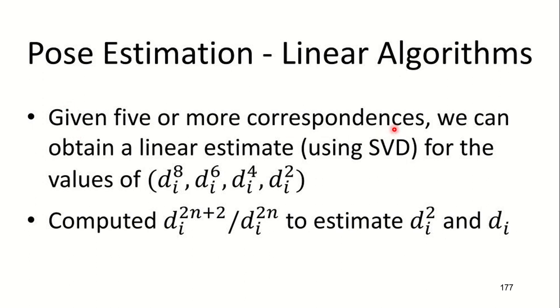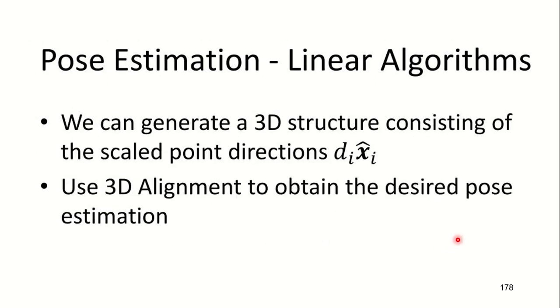Given 5 or more correspondences, we can obtain a linear estimate using SVD, singular value decomposition, for the values of di^8, di^6, di^4, di^2. Then compute di^(2n+2) divided by di^(2n) to estimate di^2 and di. We can then generate a 3D structure consisting of the scaled point directions di times xi cap, and use 3D alignment to obtain the desired pose estimation.